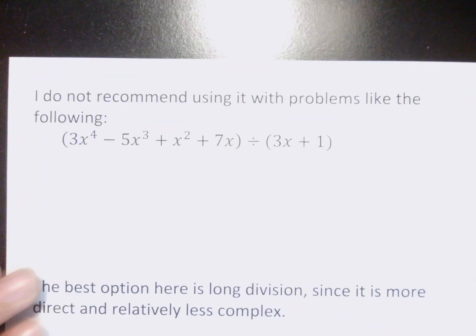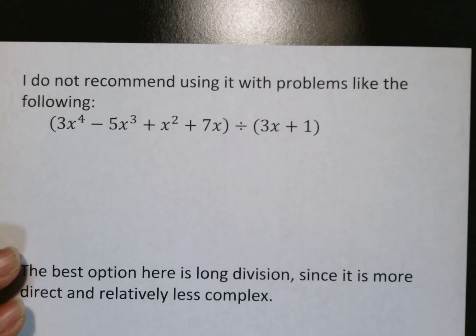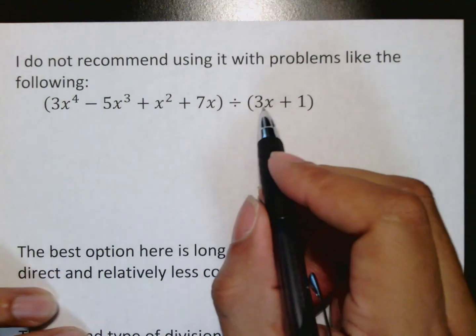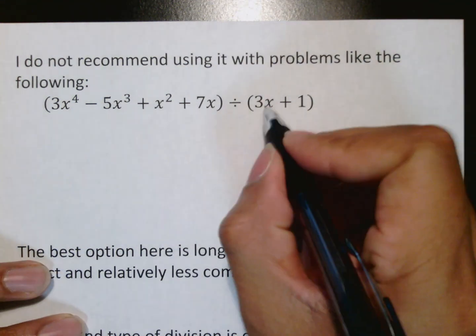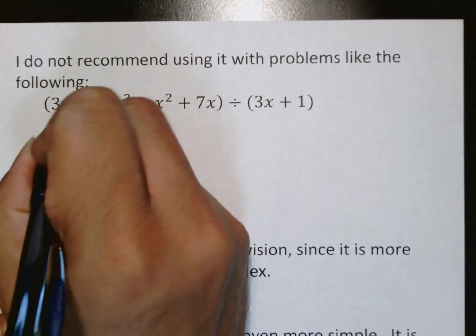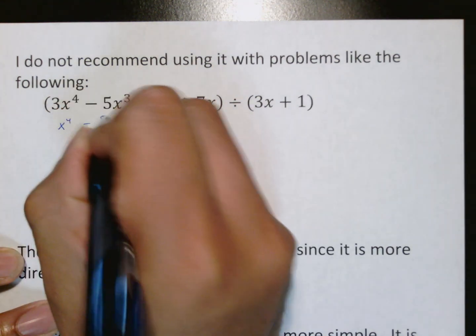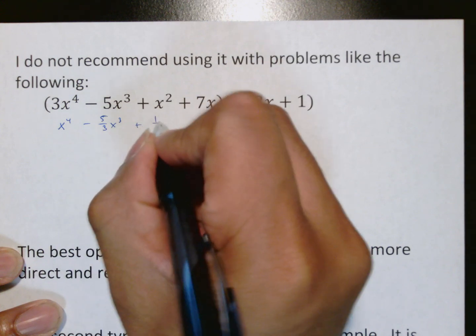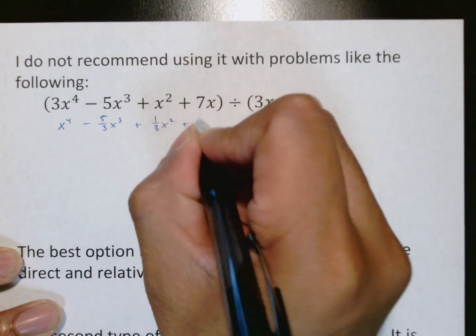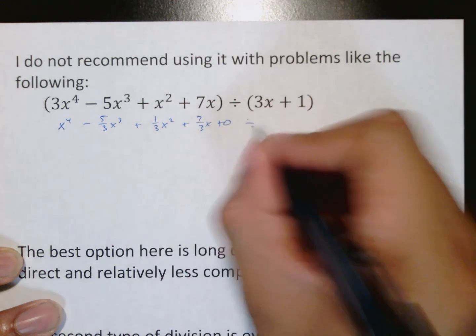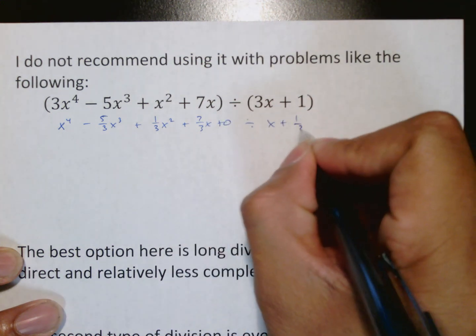I would not try it for these, because if you were to look up or Google how to answer this using synthetic division, it's not as simple as just setting this equal to 0. You actually have to have x by itself. So what you would have to do with every term is divide it by 3 and turn this into x to the fourth, plus 5/3 x to the third, minus or plus 1/3 x squared, plus 7/3 x, plus 0, divided by x plus 1/3.